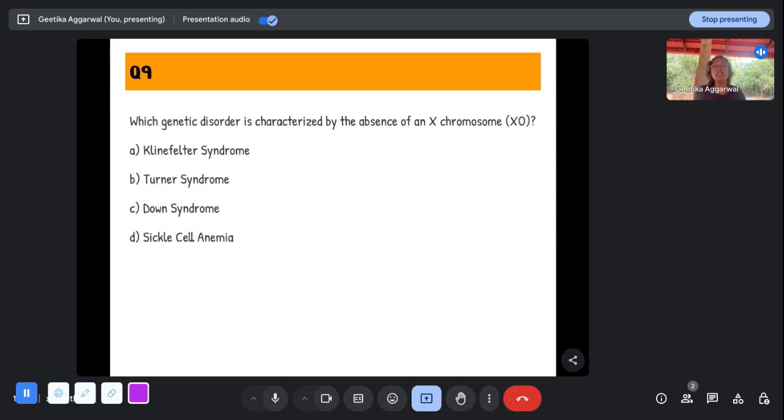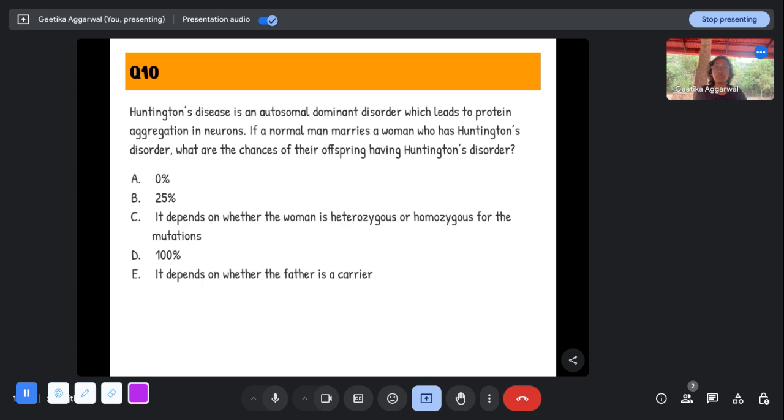Is it Klinefelter, Turner, Down, or sickle cell anemia? Which of these genetic disorders is characterized by the absence of an X chromosome? Yeah, so the correct answer to this question, as you might have already guessed, is the Turner syndrome.